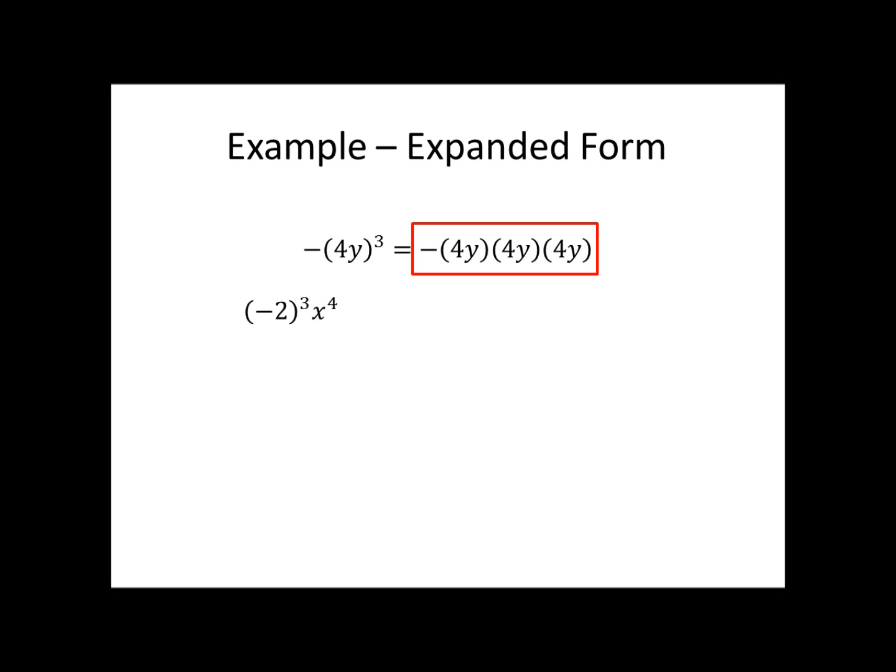Let's look at the next one. Is the negative getting cubed with the 2? Absolutely. It's inside the parentheses. What about the x? Is it getting cubed? No. It's got its own power. So we get -2 times -2 times -2, and then that's followed by 4 x's multiplied together. Again, the idea here is you showing that you know what the power is acting on.